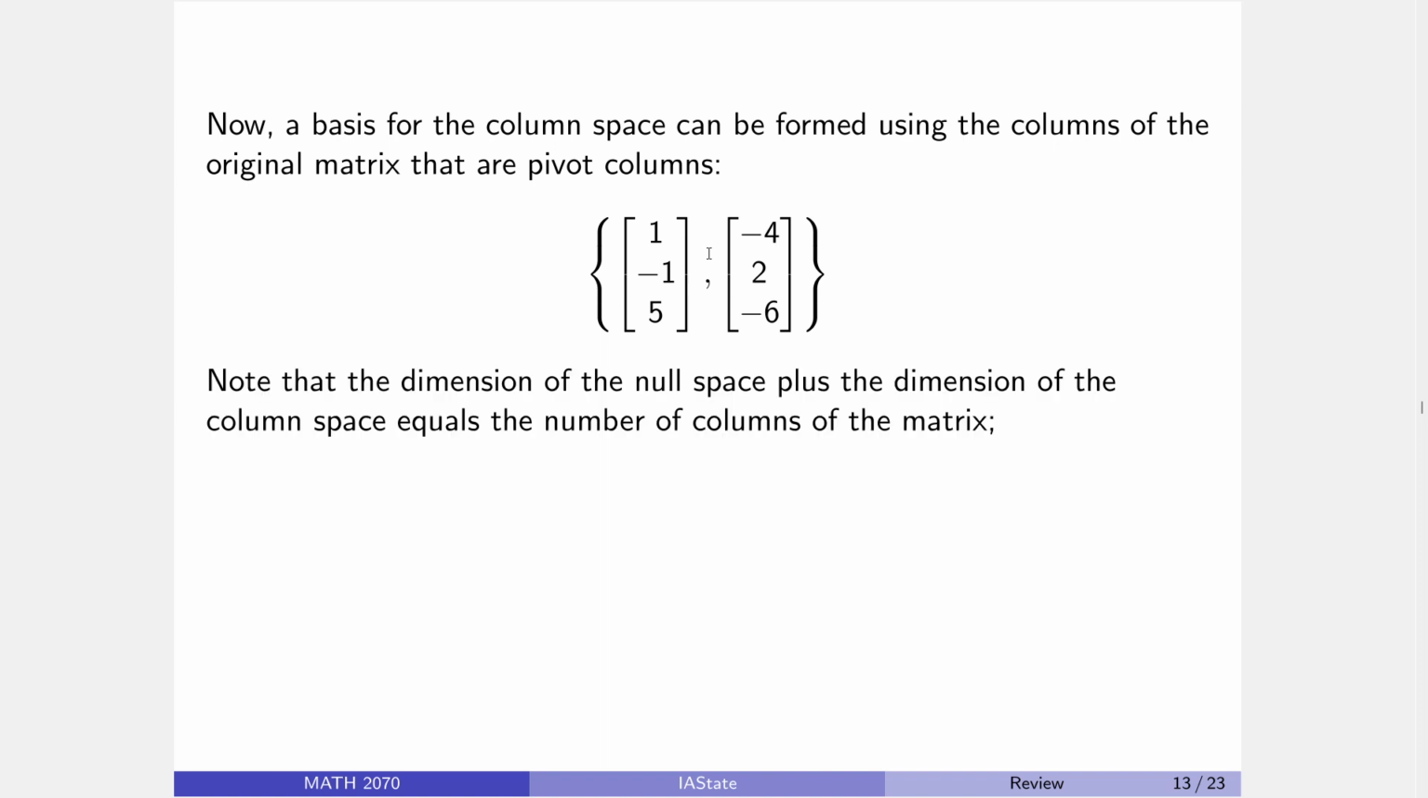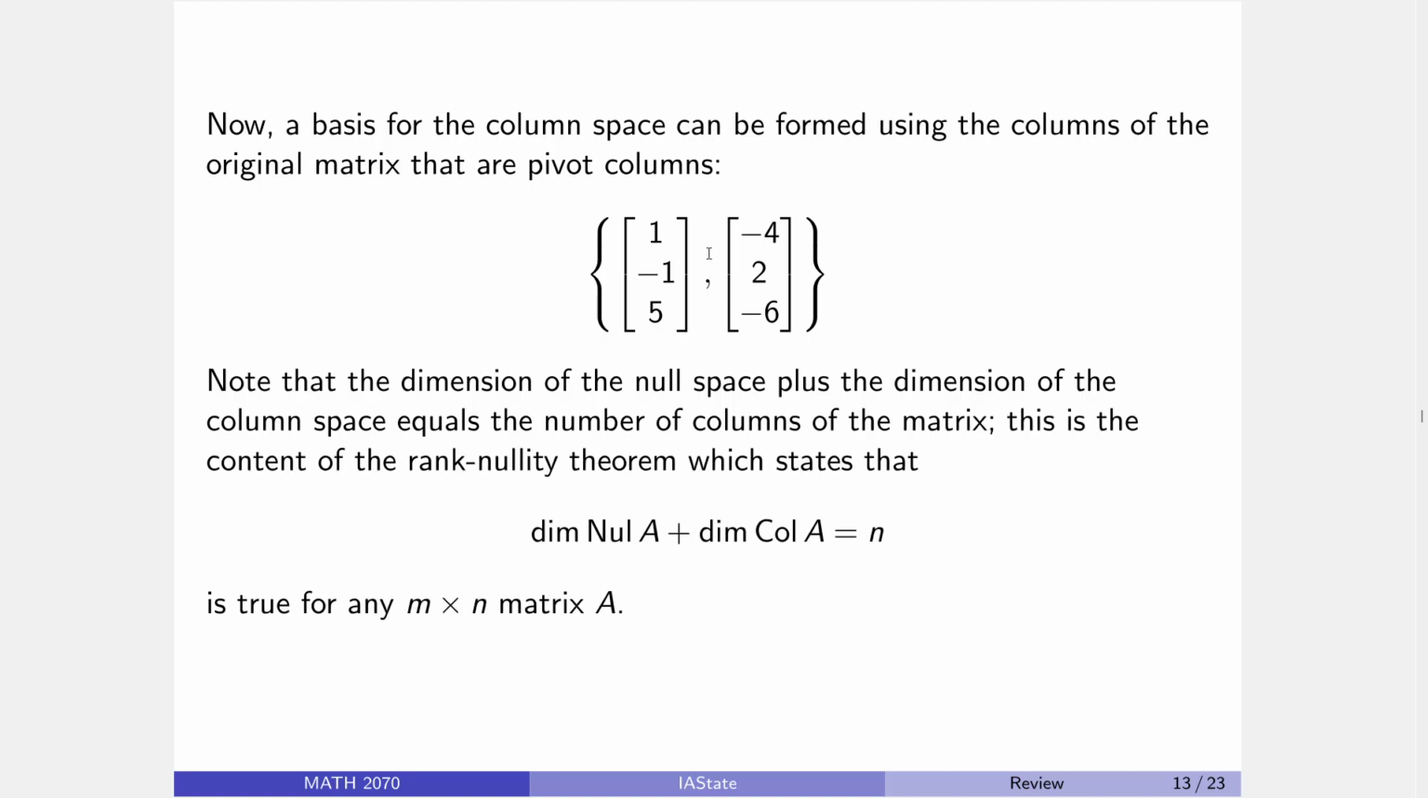Note that if I add those dimensions together, the null space dimension plus the column space dimension, I get 4, which is the number of columns of my matrix. And this was the content of the absolutely important rank nullity theorem, which states that if you have an m by n matrix, the dimension of the null space and the dimension of the column space will always add to the number of columns of our matrix. Very cool. All right.